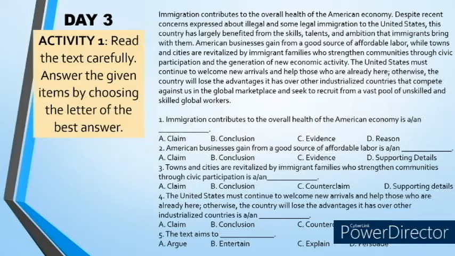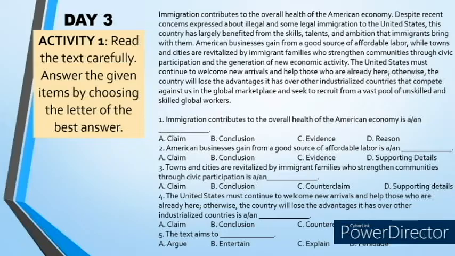Number 2. American businesses gain from a good source of affordable labor is a claim, conclusion, evidence, or supporting details. Number 3. Towns and cities are revitalized by immigrant families to strengthen communities through civic participation is a claim, conclusion, counterclaim, or supporting details.